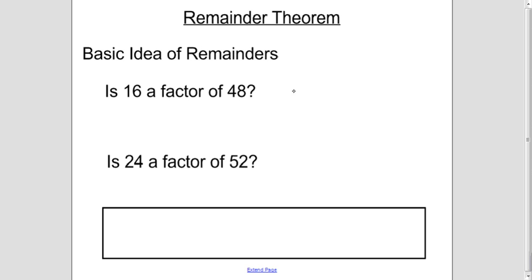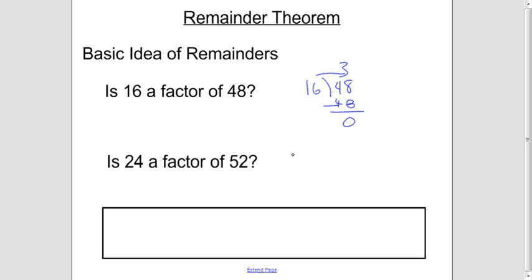So let's talk about a basic idea of remainders for a second, okay? Is 16 a factor of 48? Well, you should know it is, but why? Because 16 goes into 48 3 times, and when you do that, there is, in fact, no remainder. So there's this relationship between something not having a remainder when you do its division and it being a factor.